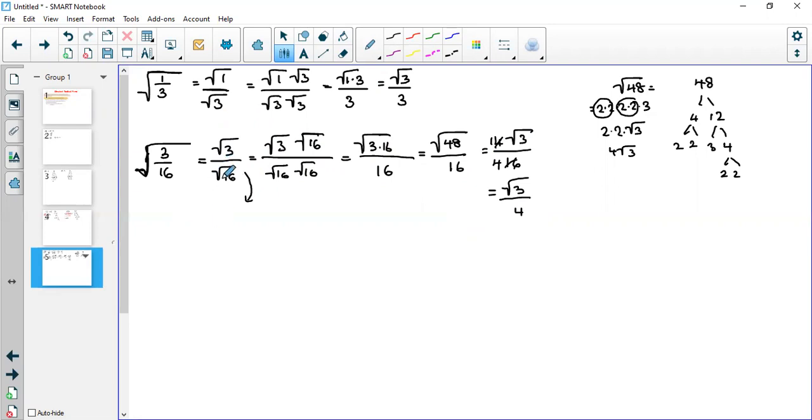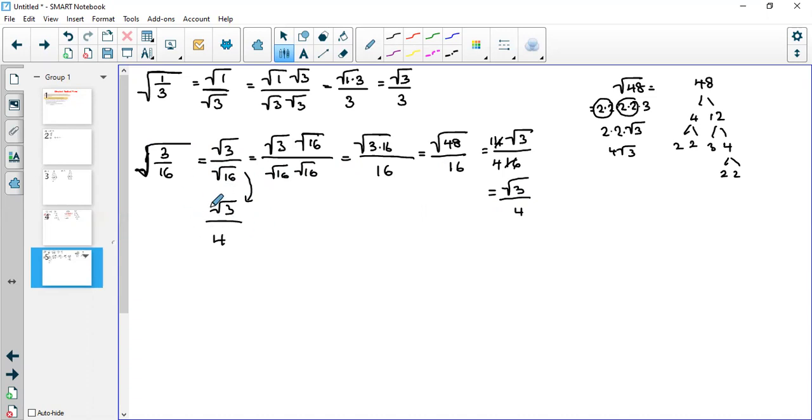Or you could say the root of 16 is 4. You already know that. So you could write this simply as the root of 3 over 4, which means both the answers are the same. Now, if you were not vigilant enough to find the root of 16 here, you would end up doing all this. But either way, this is the correct way of doing it.